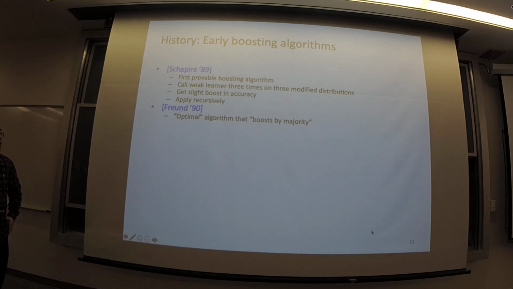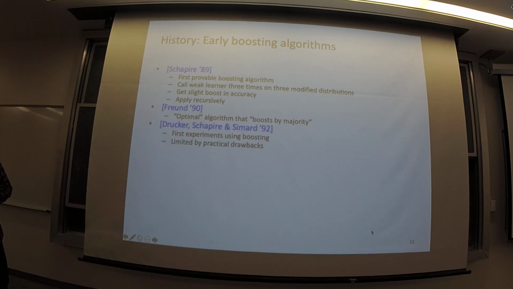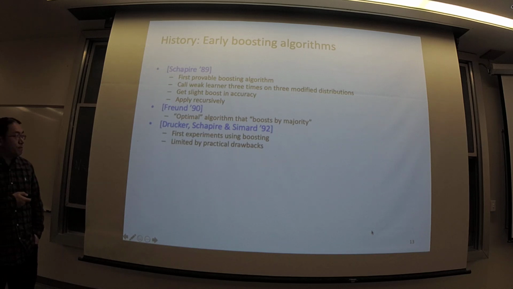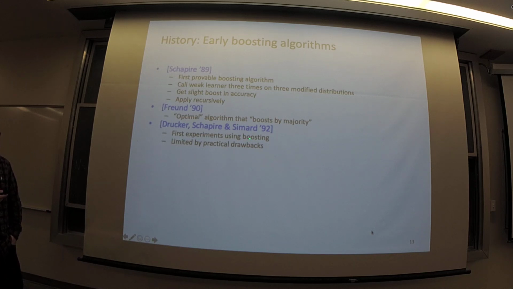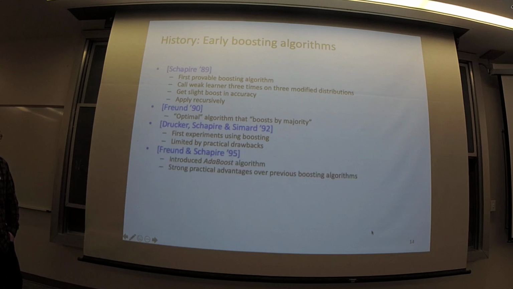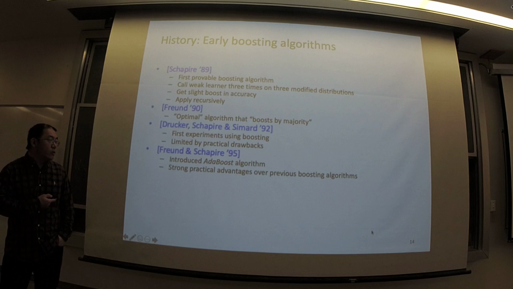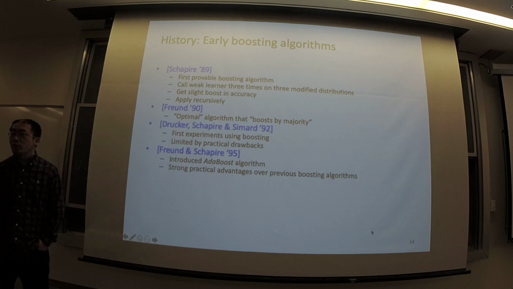of using it. And then in the 1990s, Freund proposed an optimal algorithm that boosts by majority. Like how do you combine a set of weak learners? How do you combine them? They call it boost by majority, and we'll mention what boost by majority is. And then in 1992, they did the first experiments using boosting, and they were limited by practical drawbacks. So not practical at all, but 1995 was a breakthrough. These two people introduced the AdaBoost algorithm. It's so powerful and so amazing.